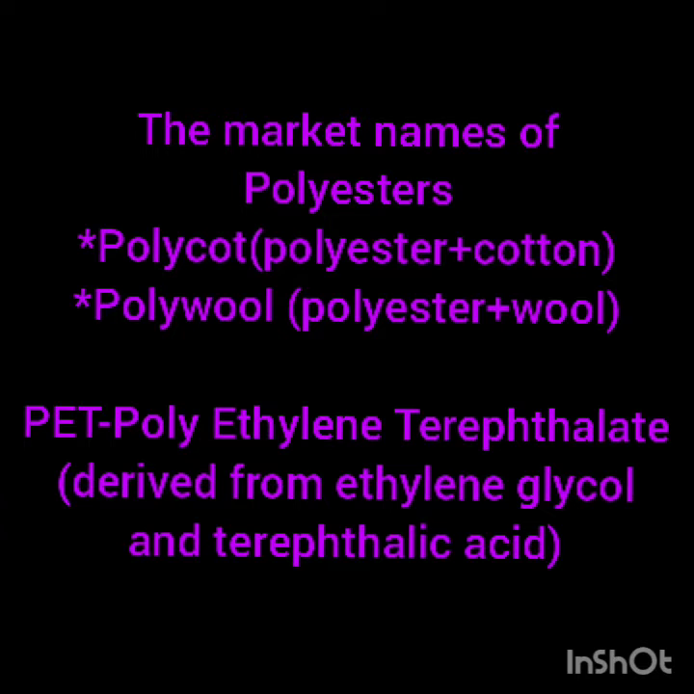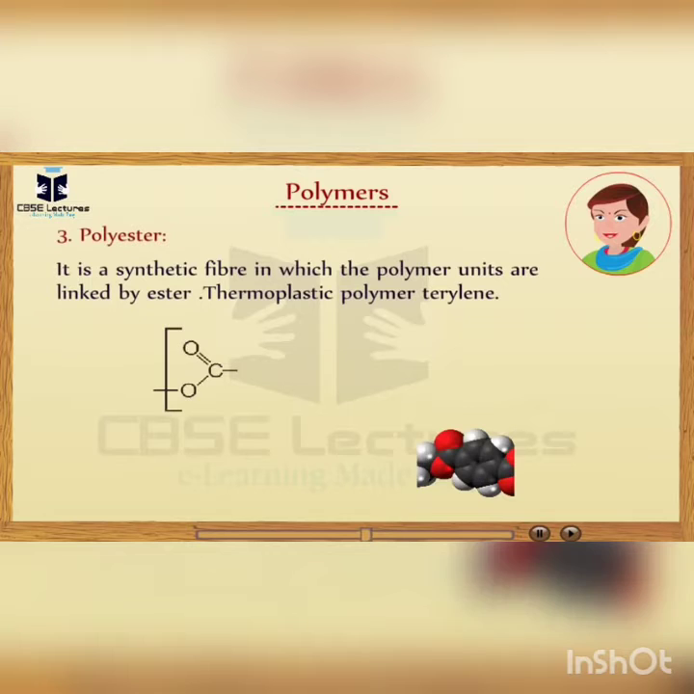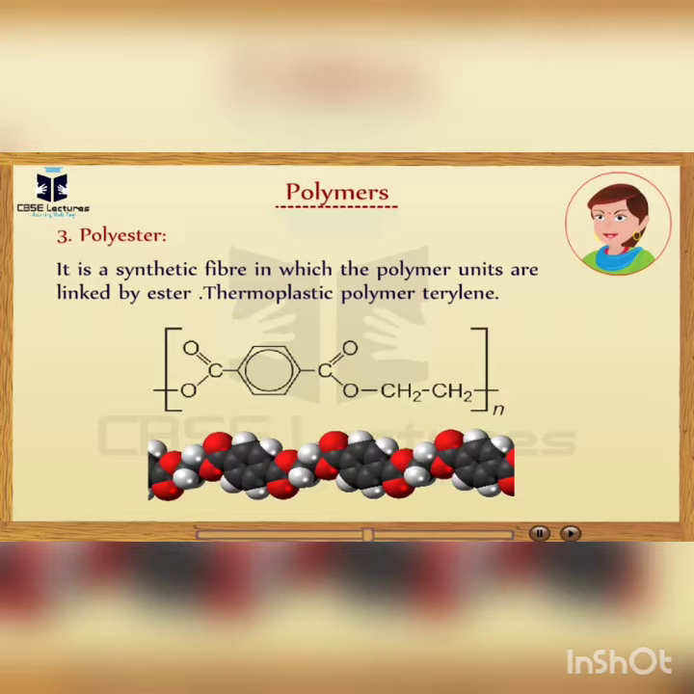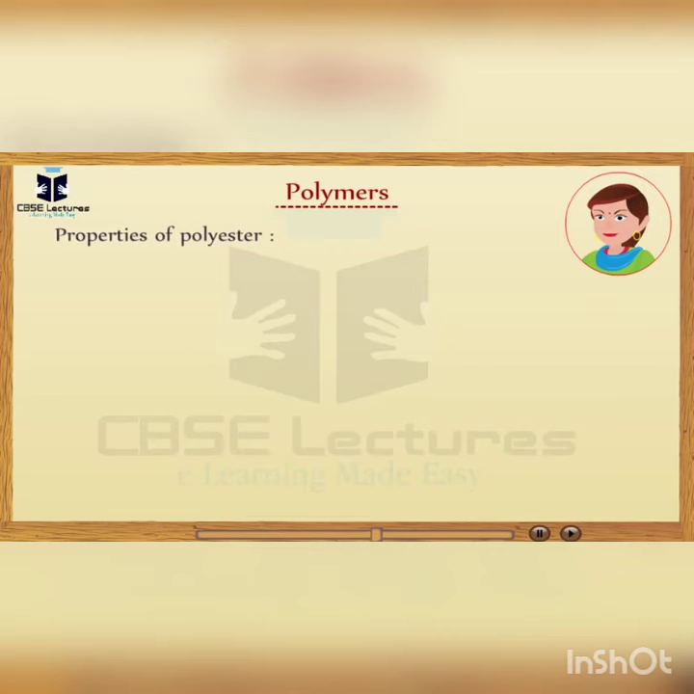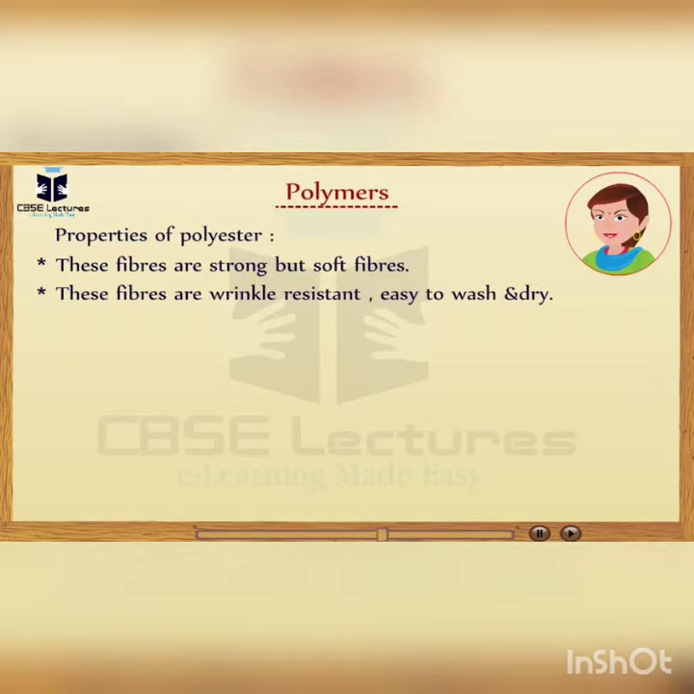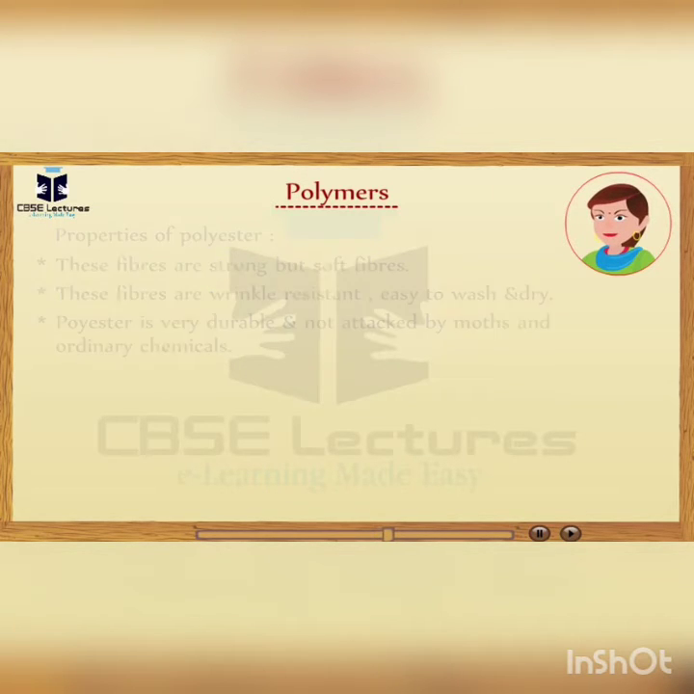PET means polyethylene terephthalate, a very familiar form of polyester. Polyester is a synthetic fiber in which the polymer units are linked by ester. It is a thermoplastic polymer, Terylene. It is a very popular synthetic fiber. Properties of polyester: these fibers are strong but soft. They are wrinkle resistant, easy to wash and dry.